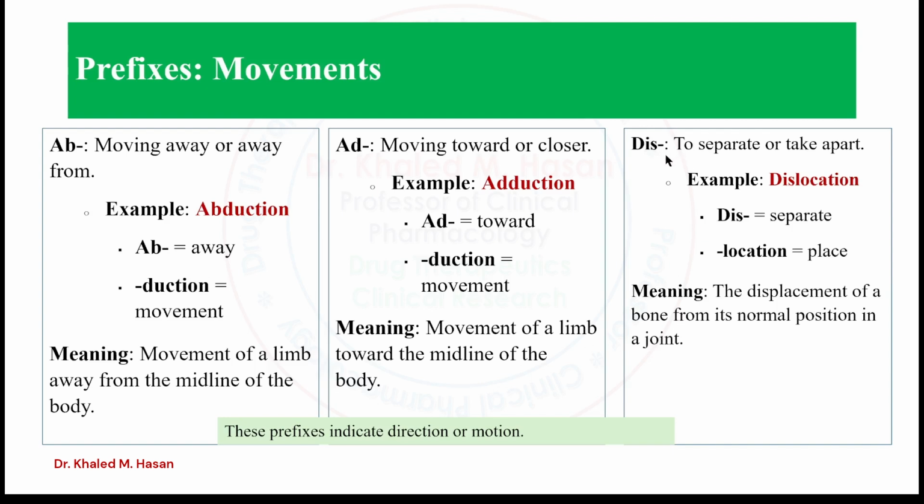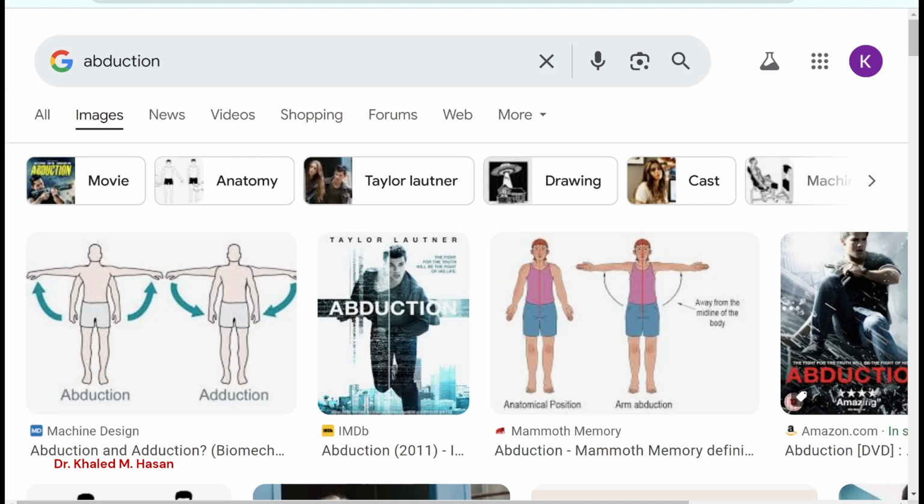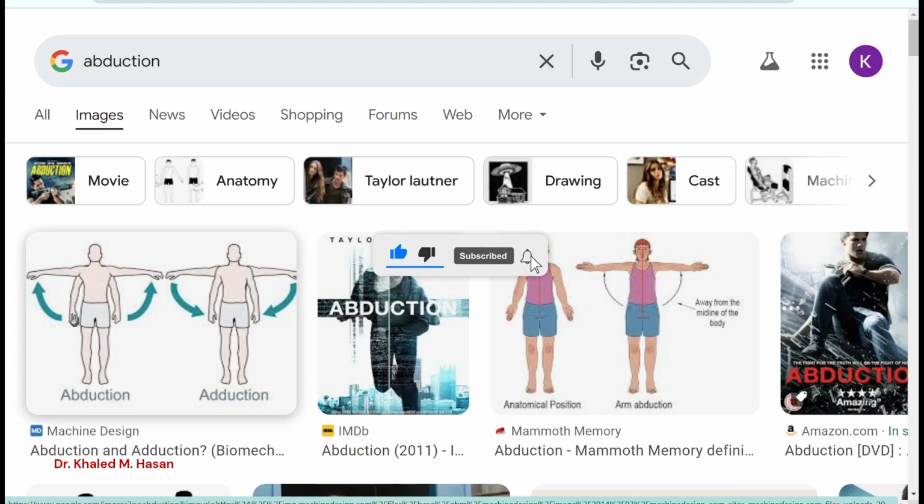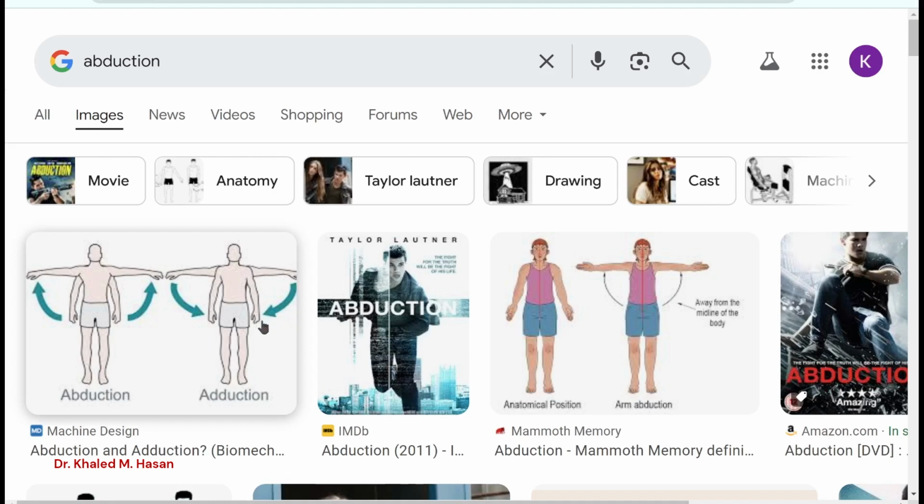Then we have DIS, meaning to separate or take apart. We have dislocation: dis means separate, location means place, so moving from the place, displacement of a bone from its normal position in a joint. You can see here from the Google images, we have abduction, moving the arms away from the body. Then we have adduction, moving the arms closer to the body. So abduction is away, adduction is near to the body.